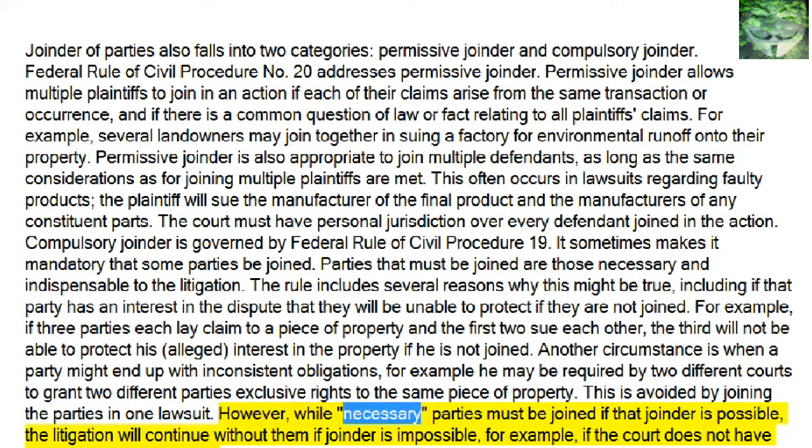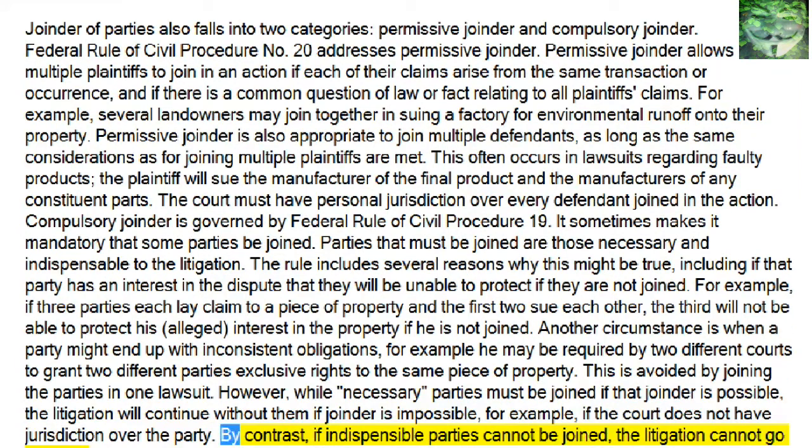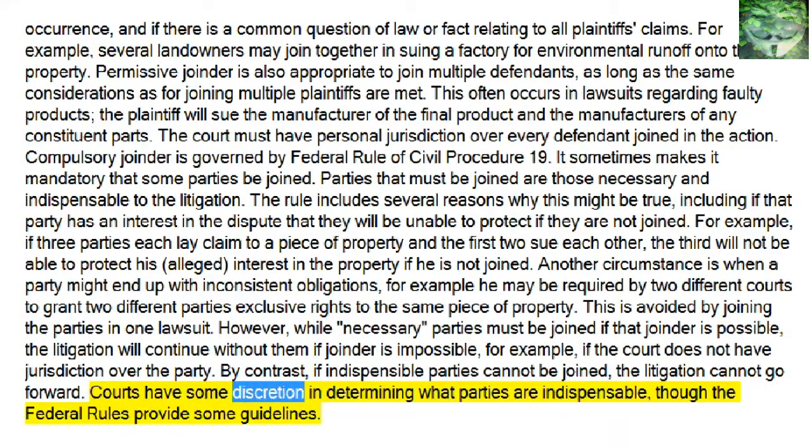However, while necessary parties must be joined if that joinder is possible, the litigation will continue without them if joinder is impossible, for example, if the court does not have jurisdiction over the party. By contrast, if indispensable parties cannot be joined, the litigation cannot go forward. Courts have some discretion in determining what parties are indispensable, though the federal rules provide some guidelines.